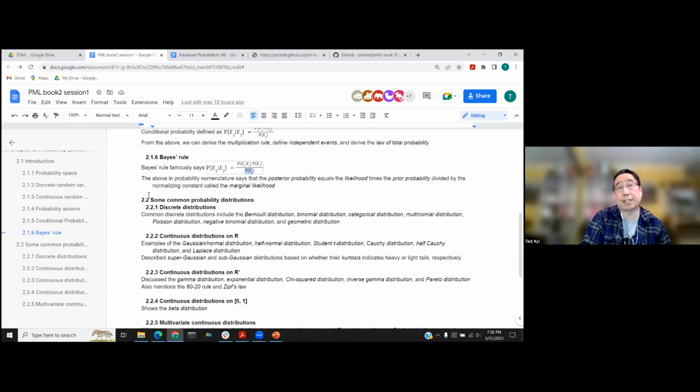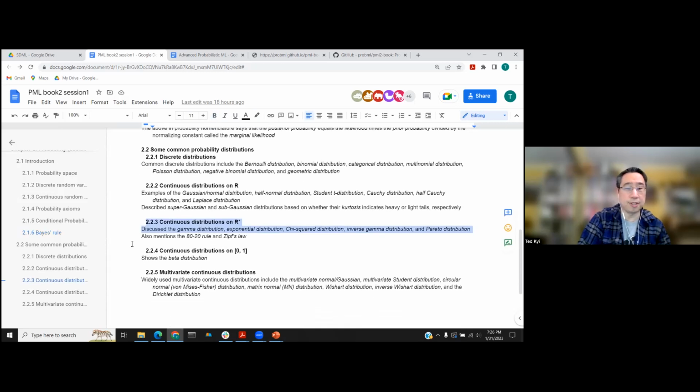Okay, so that's section 2.1. And then we get into section 2.2, some common probability distributions. And you can see here what I did for this. I don't know if you would consider this a cheat or not, but I left out all the equations. And I said, in section 2.2, what the author does is he shows us a bunch of distributions, starting with Bernoulli, binomial, categorical, multinomial, and so on, all the way through ones that I am not familiar with. Well, multivariate Gaussian and Student, okay, fine. But the circular normal, matrix normal, Wishart, and inverse Wishart distributions.